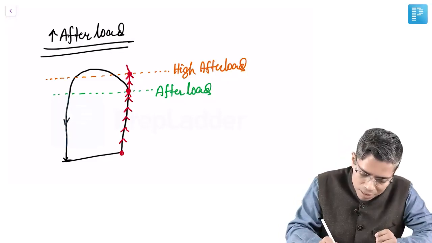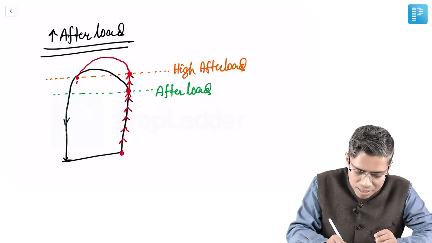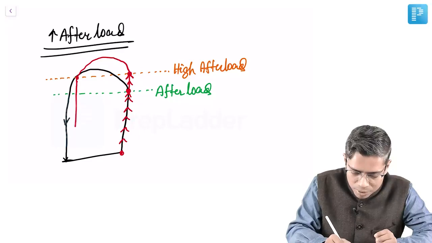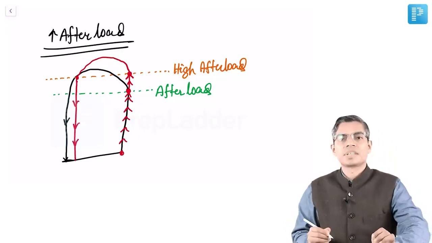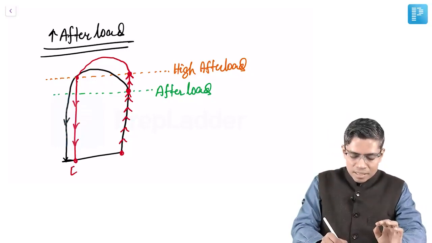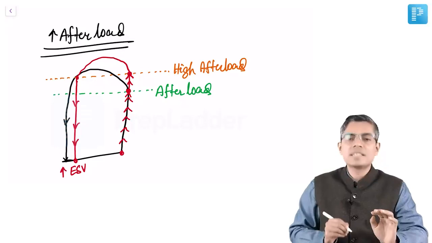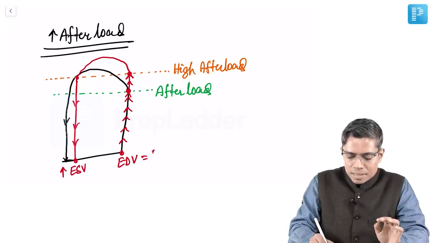So the ejection will start from here, but the ejection will not continue for longer duration because the aortic pressure is high. So the semilunar valve will be closed earlier and the curve will look like this. Getting my point? Okay, the remaining blood in the ventricle, that is the end systolic volume, is rising. End diastolic volume is remaining the same.